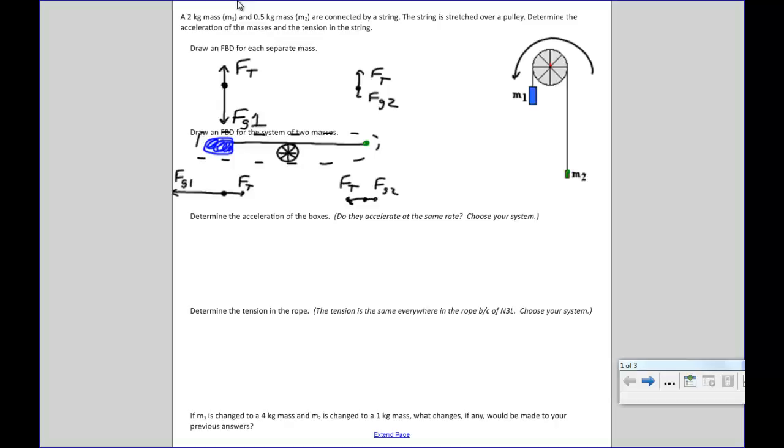Now, when we look at the system of the 2 masses, if I put in dotted lines our two free body diagrams like this.